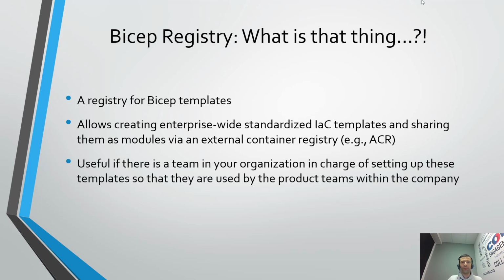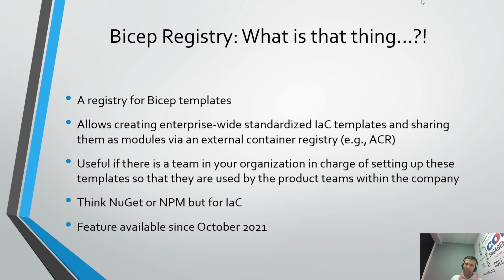Why is this useful? Well, it's useful if there is a team in your organization that is responsible for creating the modules and templates for your IAC code that will be used by the product teams within that organization. If you're familiar with .NET programming, think of it as NuGet or NPM for IAC. Also as the PowerShell Gallery if you're more familiar with PowerShell. So you have modules that you can download or integrate into your code and use them.